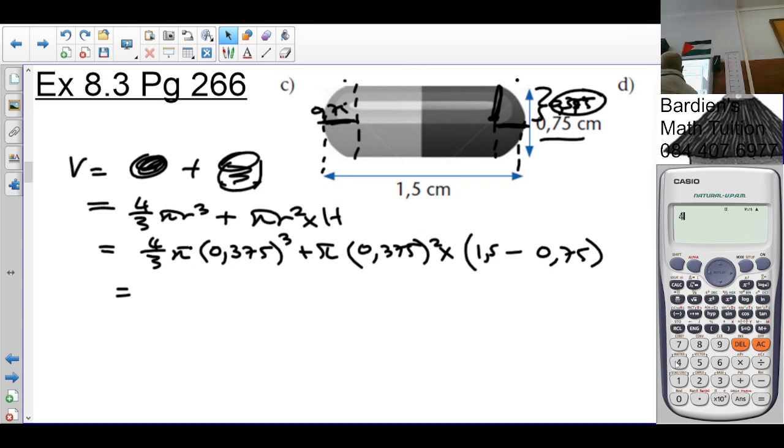Okay, so that's going to give you 4 over 3 pi times 0.375 cubed, plus pi times 0.375 squared times open brackets 1.5 minus 0.7. I get 0.552. No? But you see the answer is different.